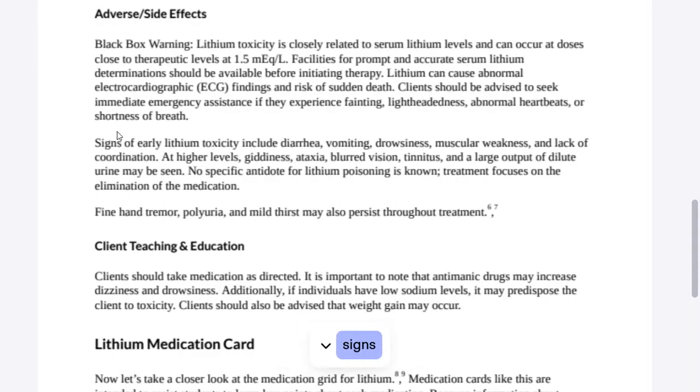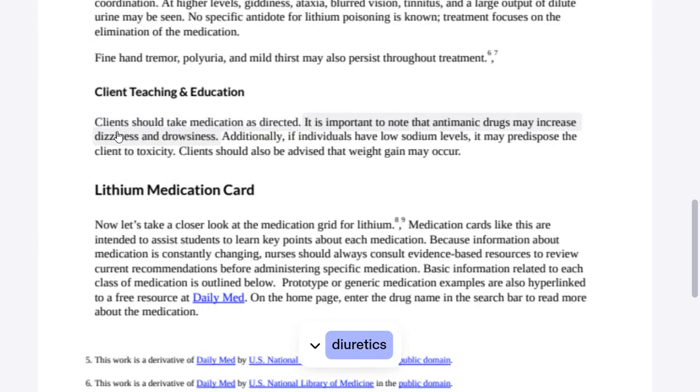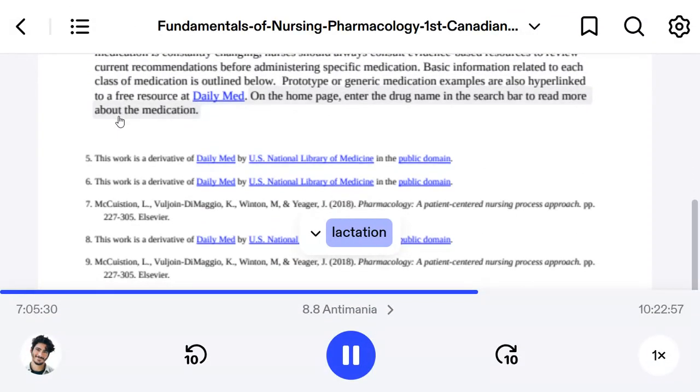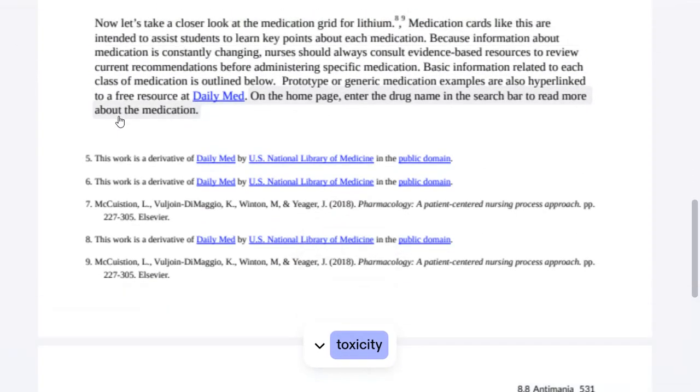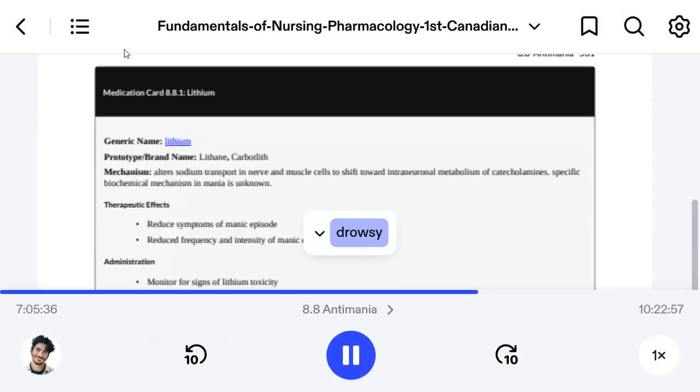Administration: monitor for signs of lithium toxicity. Monitor serum lithium and sodium levels. Indications: treatment of manic episodes of bipolar disorder; maintenance for individuals with bipolar disorder. Contraindications: renal and cardiovascular disease, dehydration and use of diuretics, children under 12, pregnancy and lactation. Side effects: lithium toxicity, hyponatremia, tremor, cardiac arrhythmia, polyuria, thirst, dizziness and drowsiness, weight gain. Safety: signs of lithium toxicity require emergency assistance.